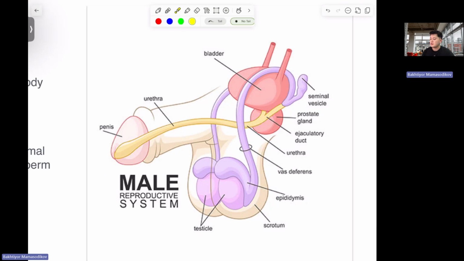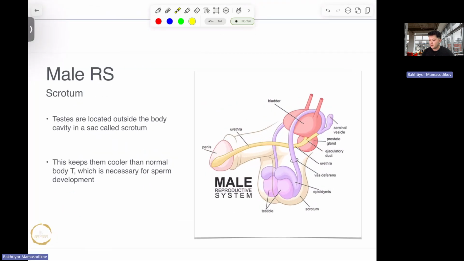In males, the urethra transports both urine and sperm cells. The vas deferens is important here. I hope you understood. Where are the testes located? The testes are located inside of the scrotum.